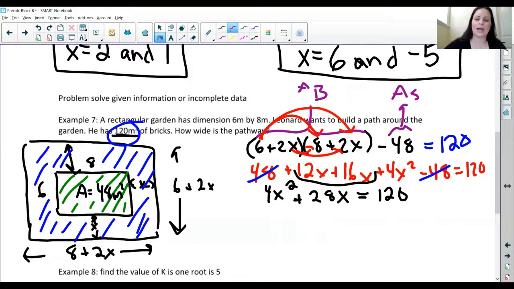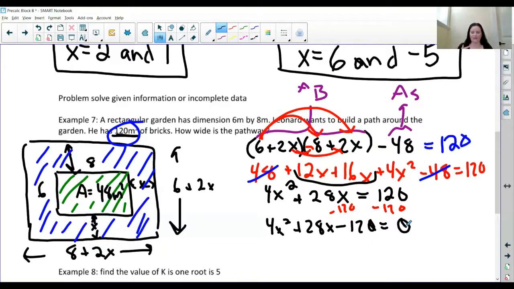I'm now going to subtract that 120 from both sides, and I'm going to rewrite 4x squared plus 28x minus 120 equals 0. I'm now not going to forget that incredibly crucial thing that you need to do, which is first look if there's a common factor with all three terms before you factor. So all three of these, 4, 28, and 120, are divisible by 4.